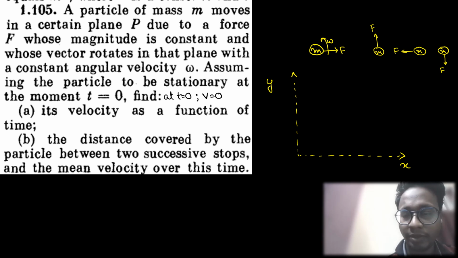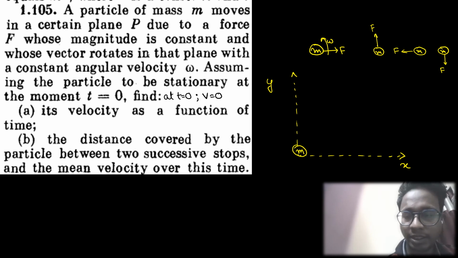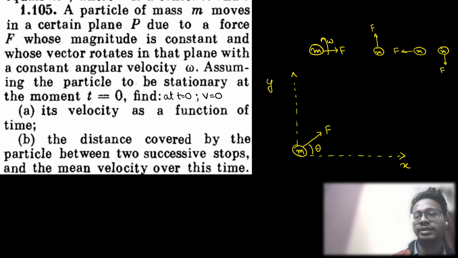Now let's put the body out here, our mass m, and this force vector is rotating with omega, a constant angular velocity. So after a certain time, the force will come out here. Initially the force was along the x axis. After a certain time, the force reached here. The magnitude of the force will remain constant, and it is making an angle theta with the x-axis.